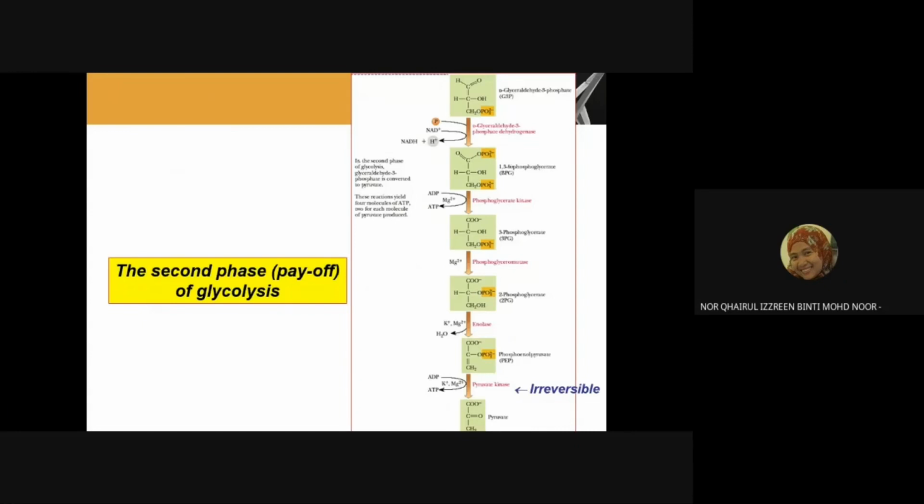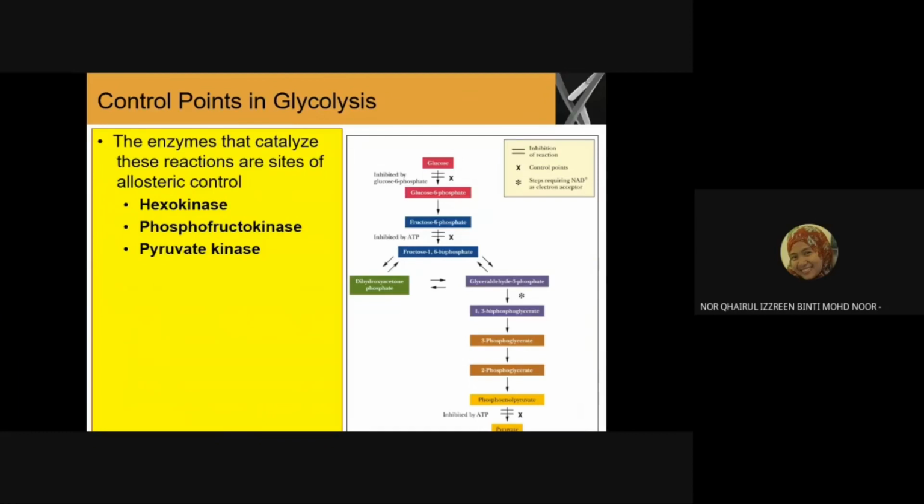So this is 2 ATP, and here another 2 ATP. So total here 4 ATP. So 4 ATP is being produced at the second stage of glycolysis, and 2 ATP being used at the first stage of glycolysis. So at the end, you can get a summary of 2 ATP net. The control points in glycolysis are catalyzed by hexokinase, phosphofructokinase, and pyruvate kinase.